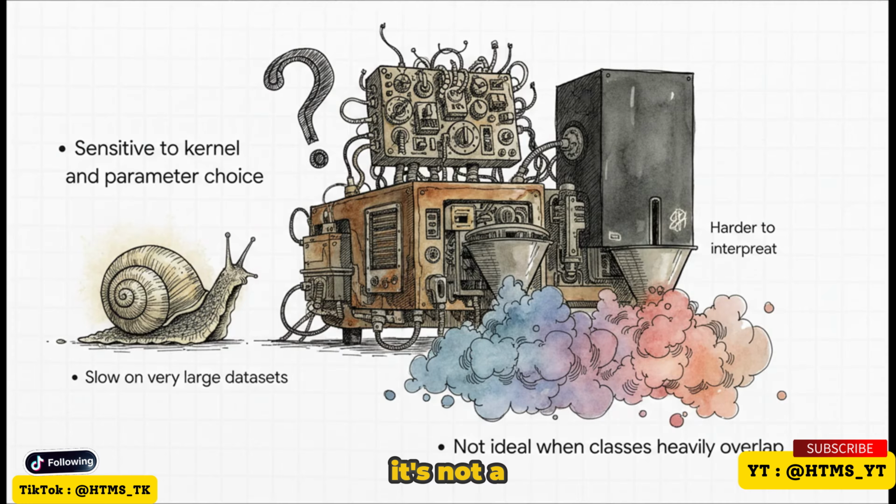But of course, it's not a silver bullet. When you get to really massive datasets, the training can get pretty slow. Picking the right kernel and tuning those parameters can sometimes feel more like an art than a science. And unlike, say, a decision tree, it can be a bit of a black box. It's harder to explain why it made the decision it did.